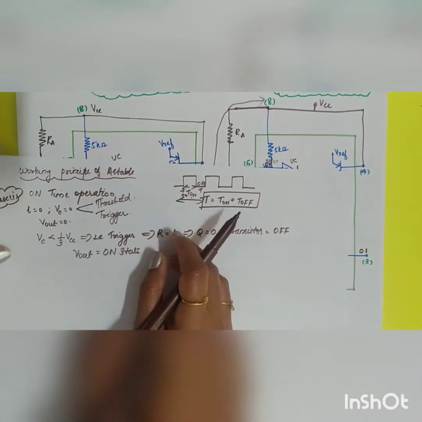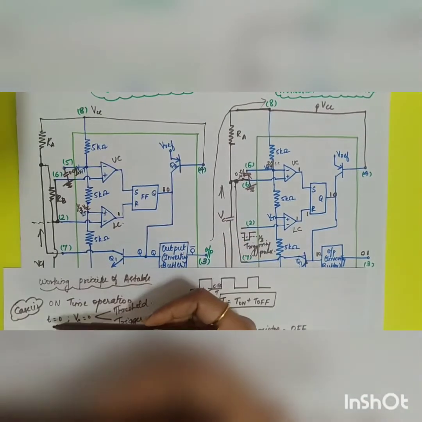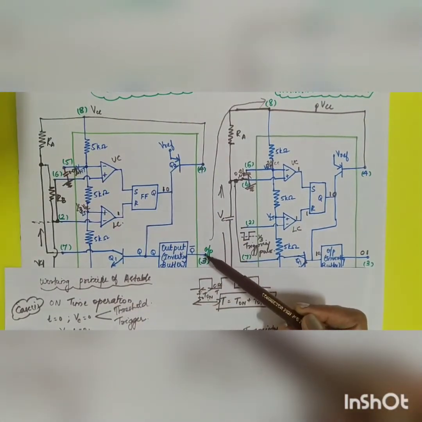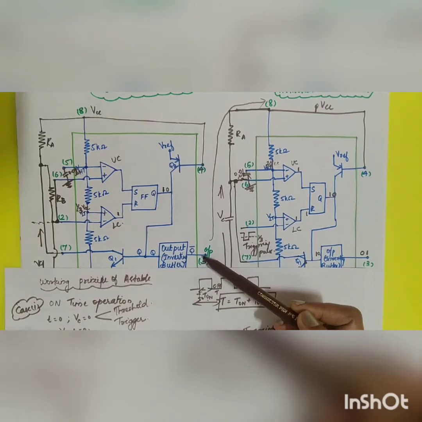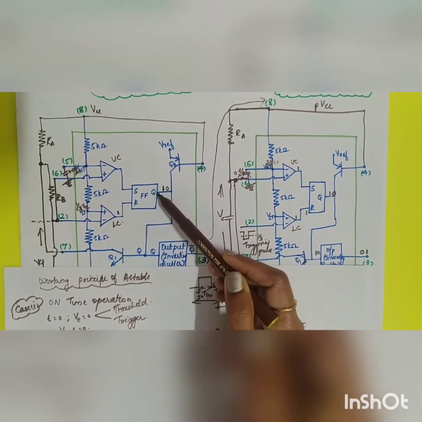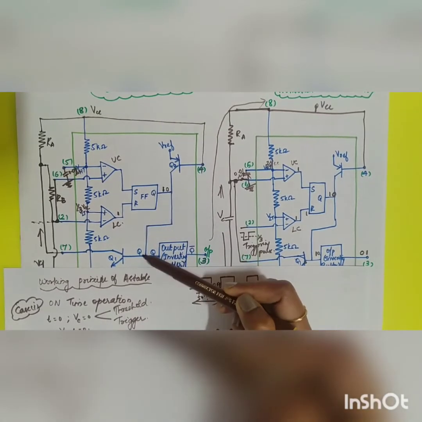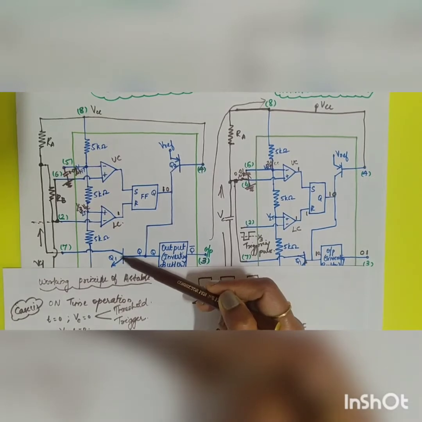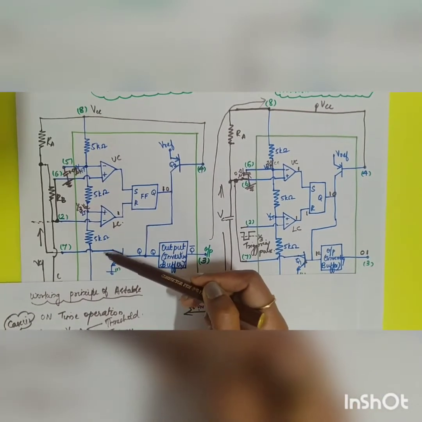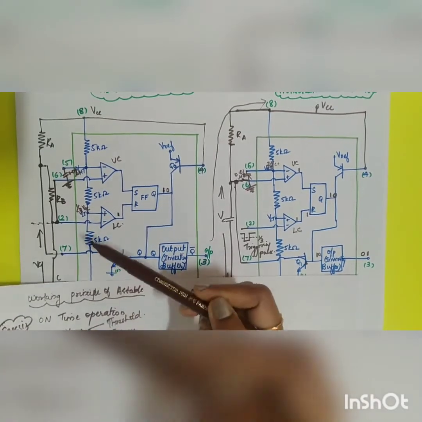So let me explain this operation once again by means of the diagram. At T is equal to 0, initial condition, you are assuming that the output is equal to 0. When output is equal to 0, actually what is happening, the output of the flip-flop will be equal to 1. So when Q is equal to 1, it will drive your transistor to saturation, meaning it is shorted. So you will be having your capacitor discharged. It will be acting as a short circuit.